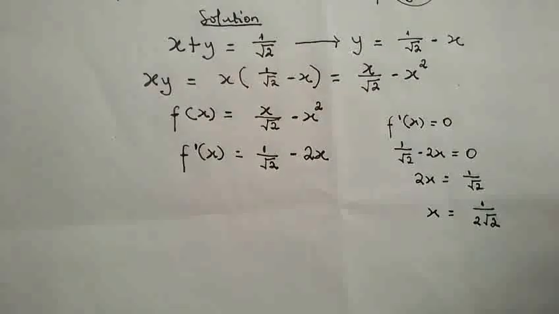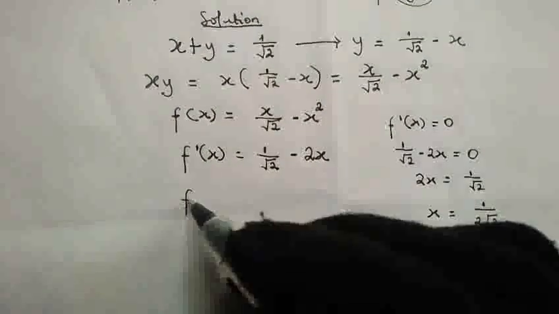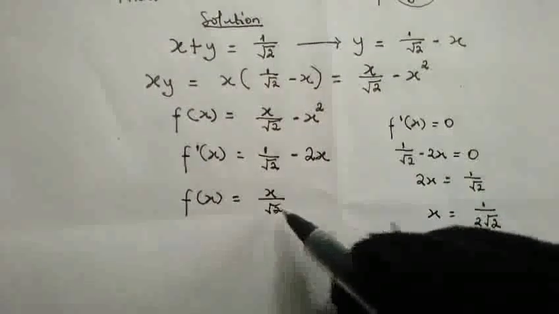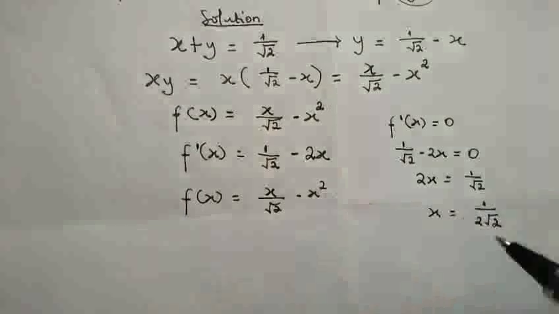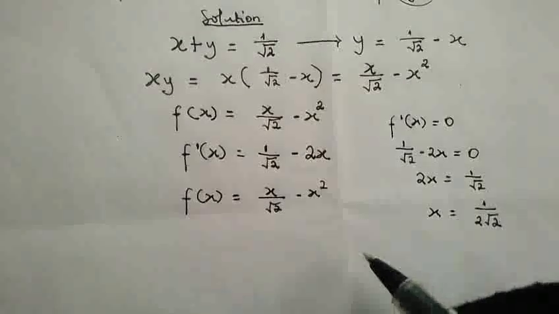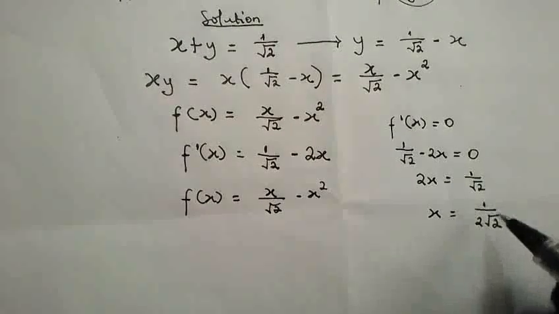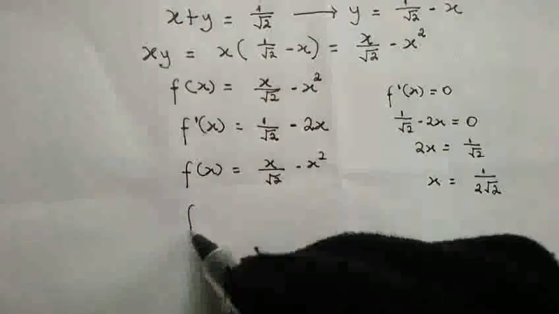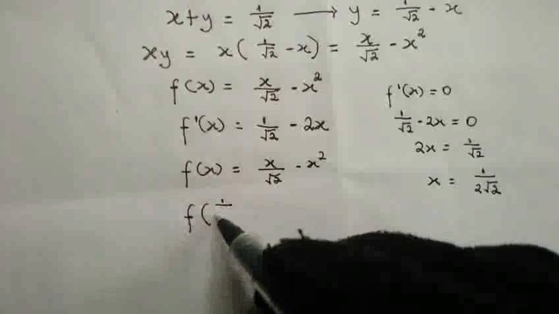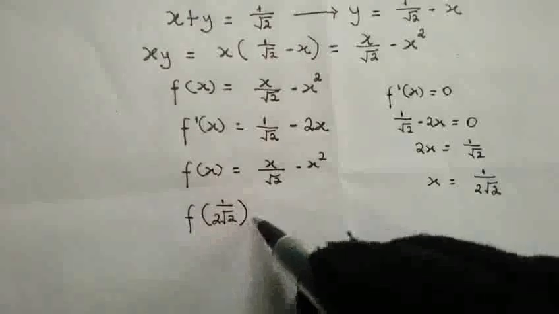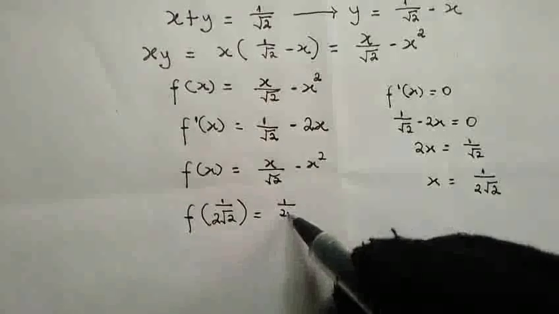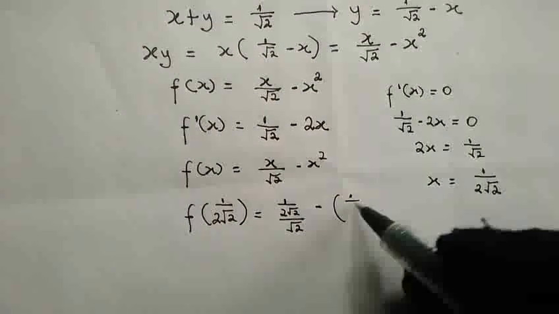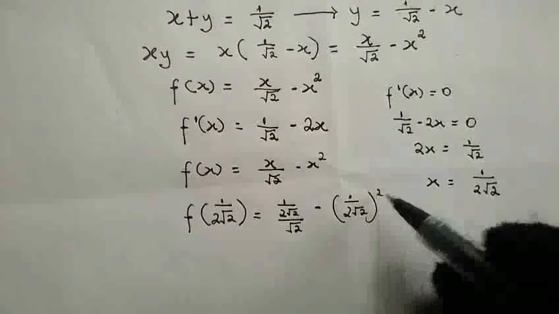Okay, now this actually means that the function f of x equals x over root 2 minus x squared has its maximum value at this point, 1 over 2 root 2. Okay, now let us see what we're going to get. So here we have f of 1 over 2 root 2 is equal to 1 over 2 root 2 divided by root 2 minus, 1 over 2 root 2 squared.